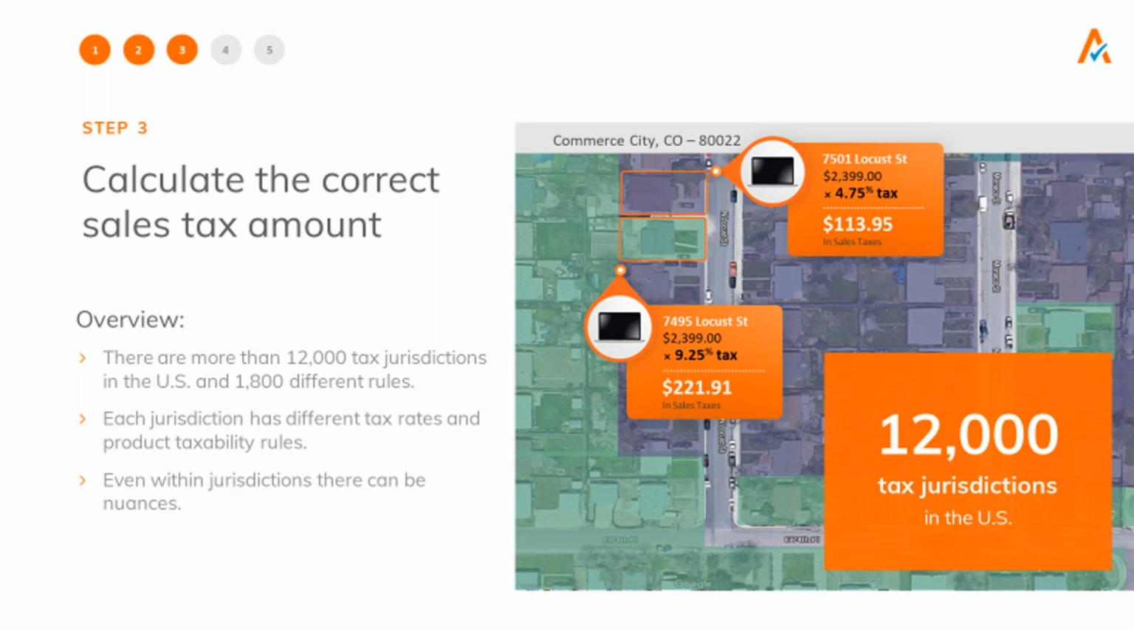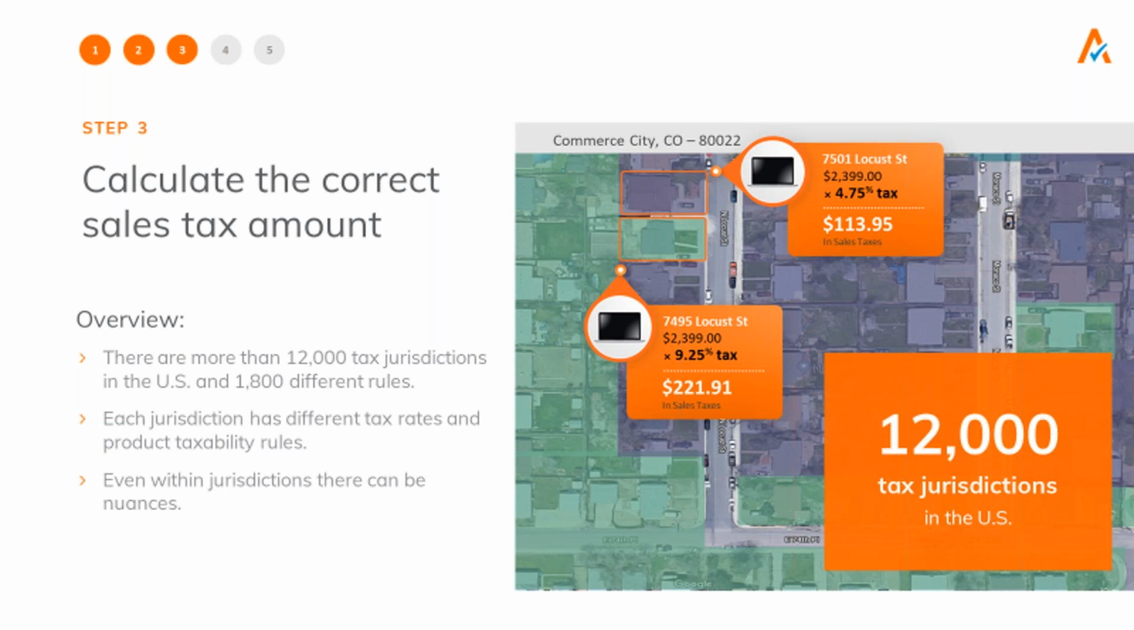The second piece is calculate the correct sales tax. That AvaTax module or the Sage sales tax module built into your Sage platform can take over the mundane task of knowing what amount you need to collect, how much you need to collect, and where you need to collect. Here is just a quick example of Commerce City. Across the street, the rate can change from 9.25 to 4.75.